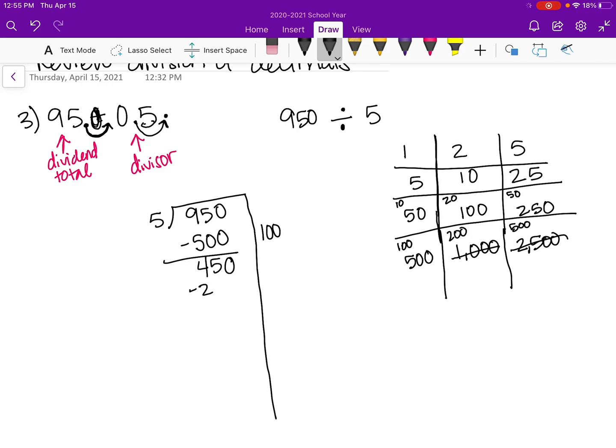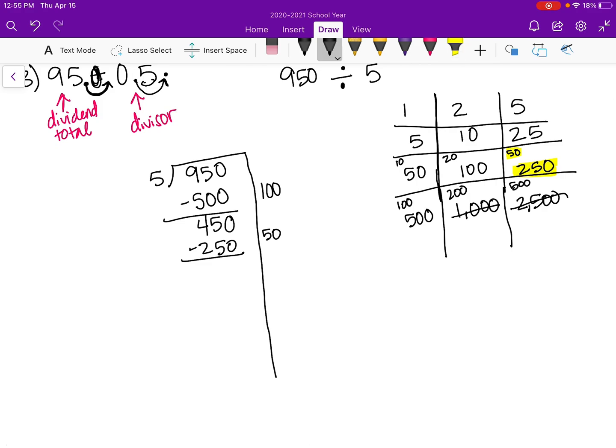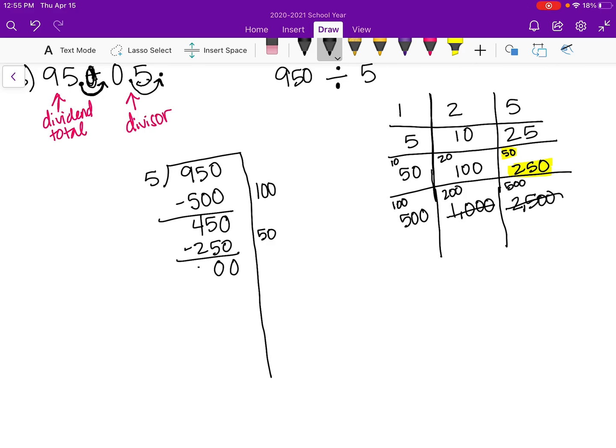The closest I can get to that is 250 from my number bank. So I'm going to subtract 250, which is 50 groups of 5. I'm just looking at my number bank. It's so easy. Right here I wrote 50 times, and I'm thinking times 5 is 250. So super easy. 0 minus 0 is 0. 5 minus 5 is 0. And 4 minus 2 is 2.